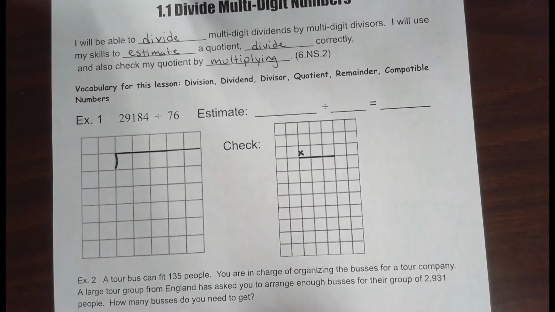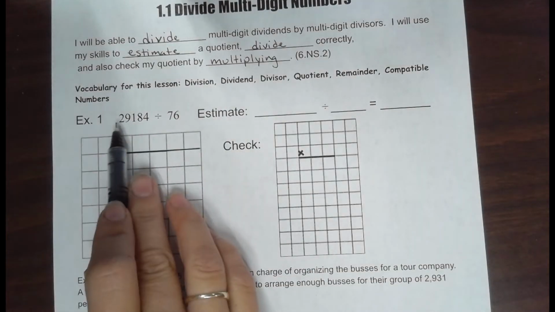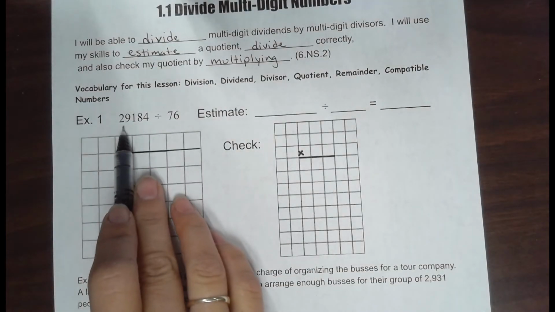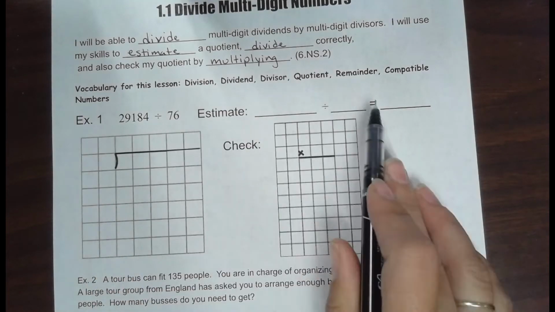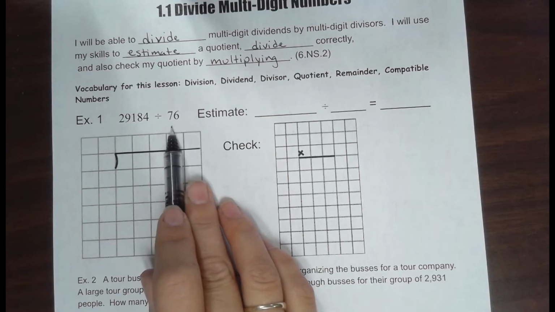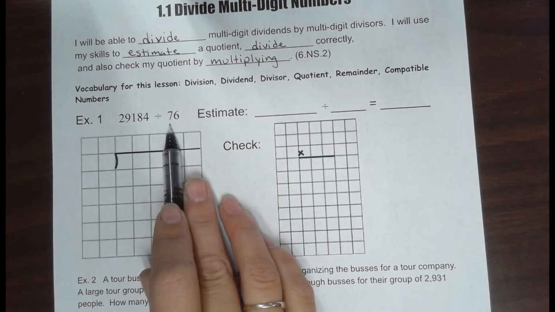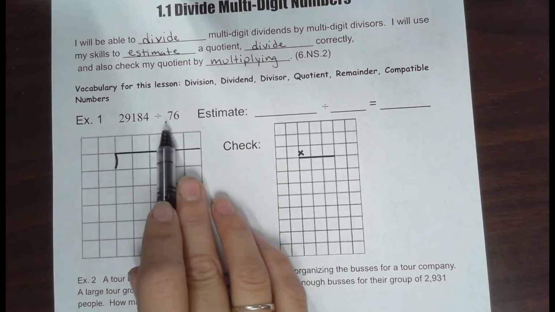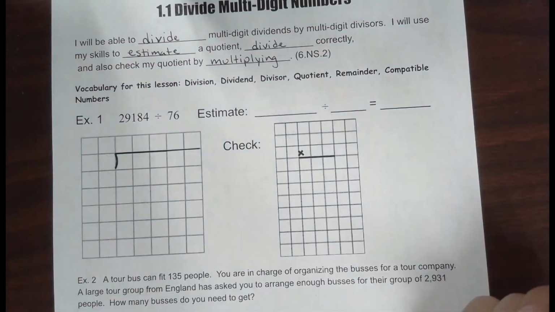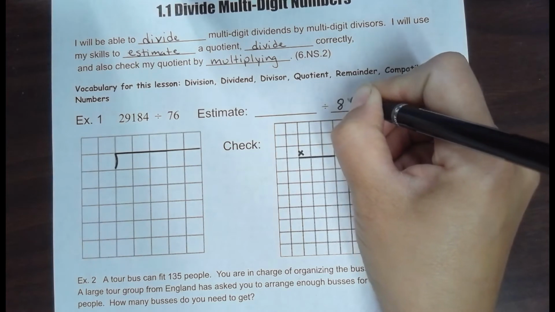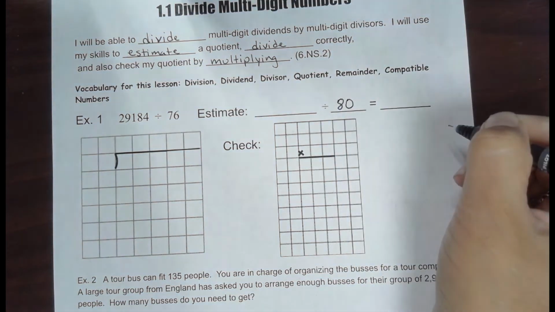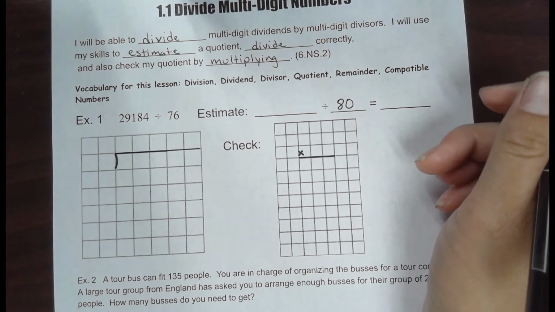Okay, we have an example. It says example 1, 29,184 divided by 76. If we're going to estimate, the whole point of estimating is picking something that's easy for us to do in our heads. So I want to round the divisor first and then pick something that goes really well with it. So if I'm looking at 76, an easy number to work with would be 80. If I round that up to 80, it's close, but 80 will be a lot easier to work with.